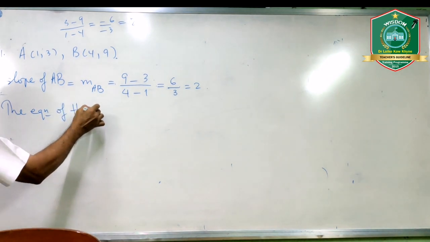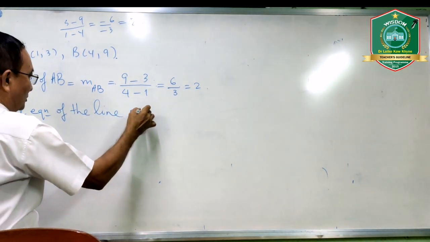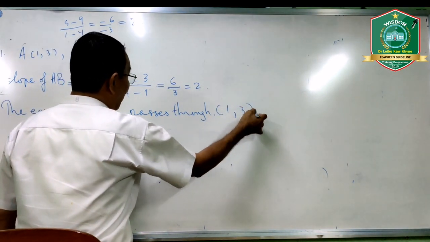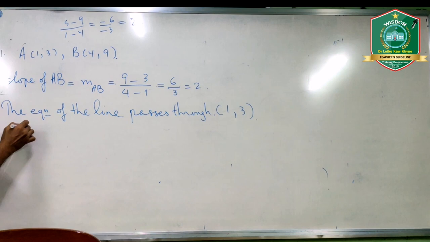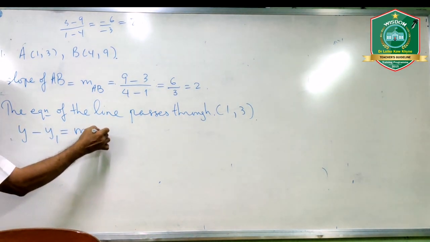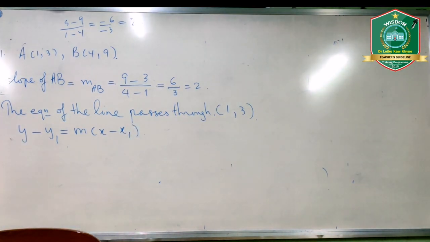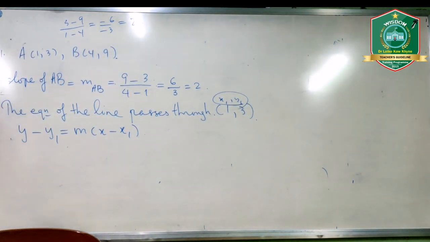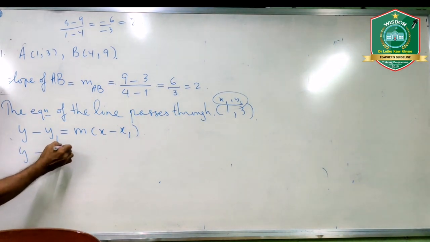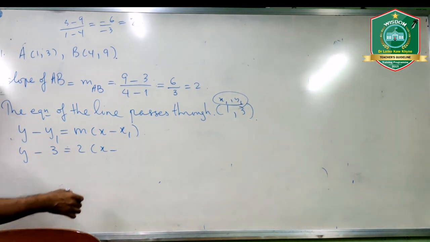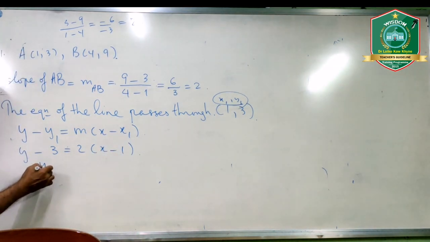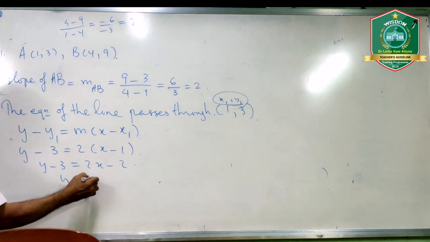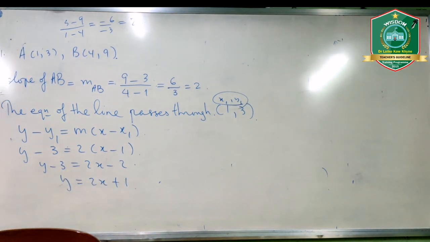Equation of the line now passes through... Using the formula y minus y1 is equal to m into x minus x1. Here x1 and y1 are the point, y1 is 3. So y minus 3 is equal to 2x minus 2, and y is equal to 2x plus 1.